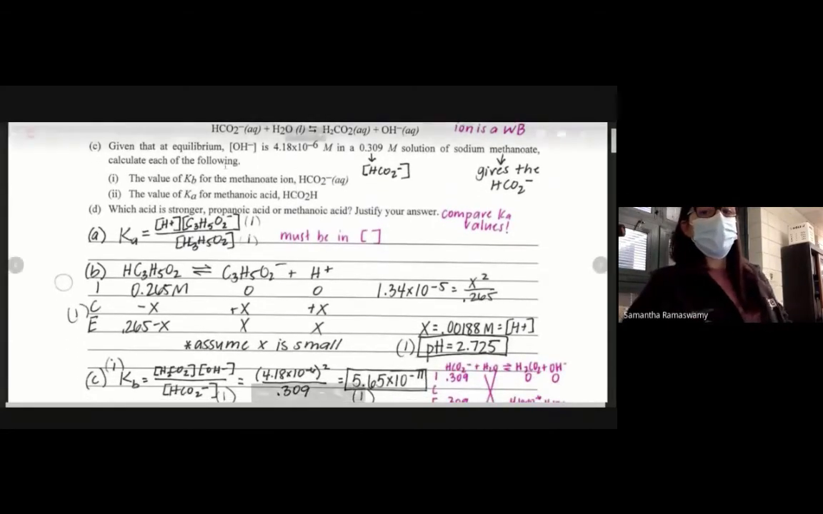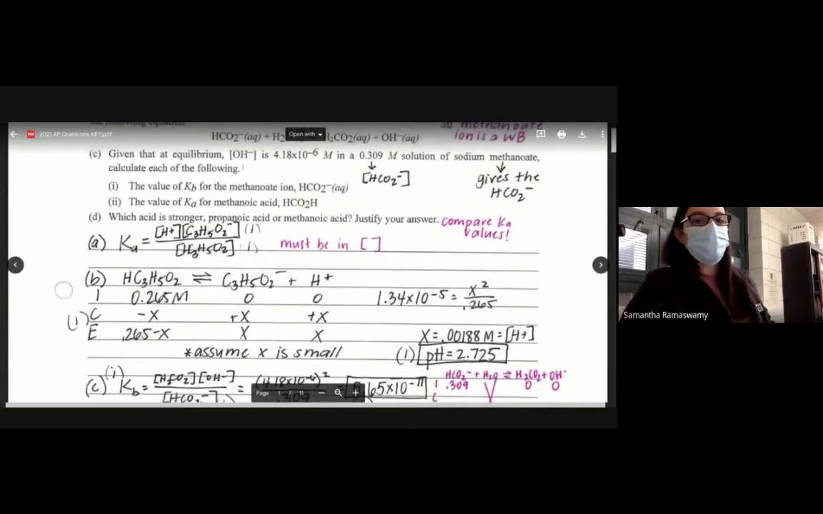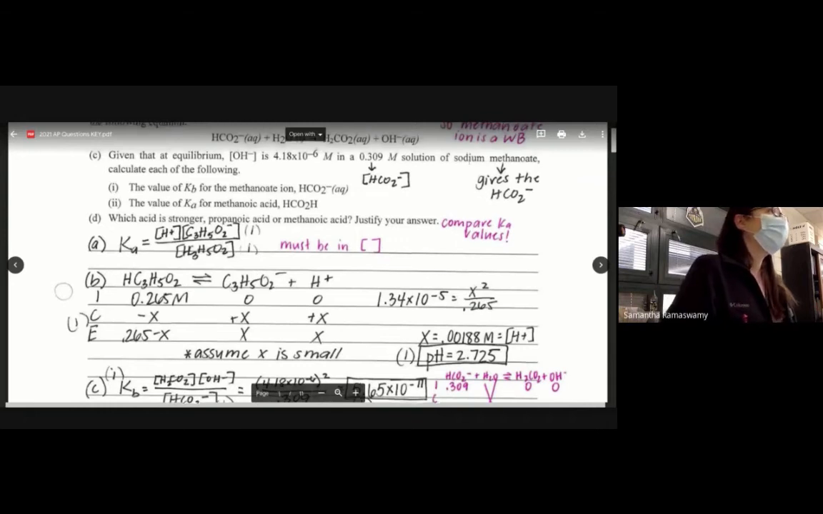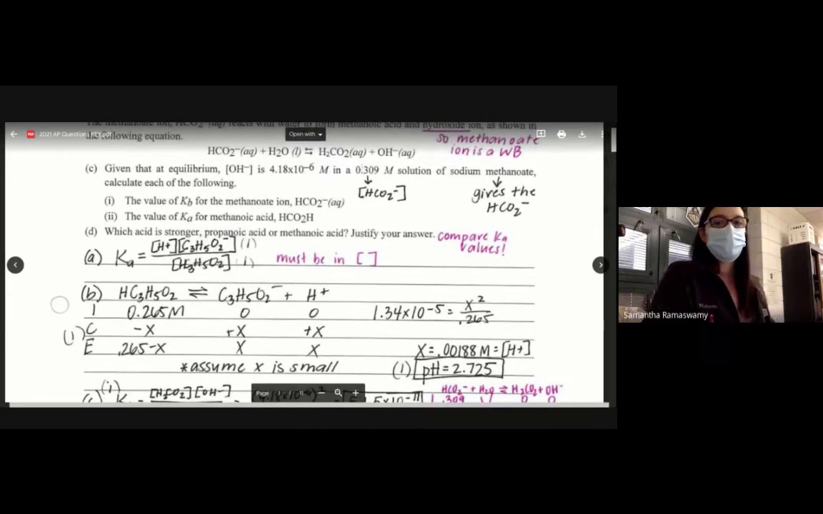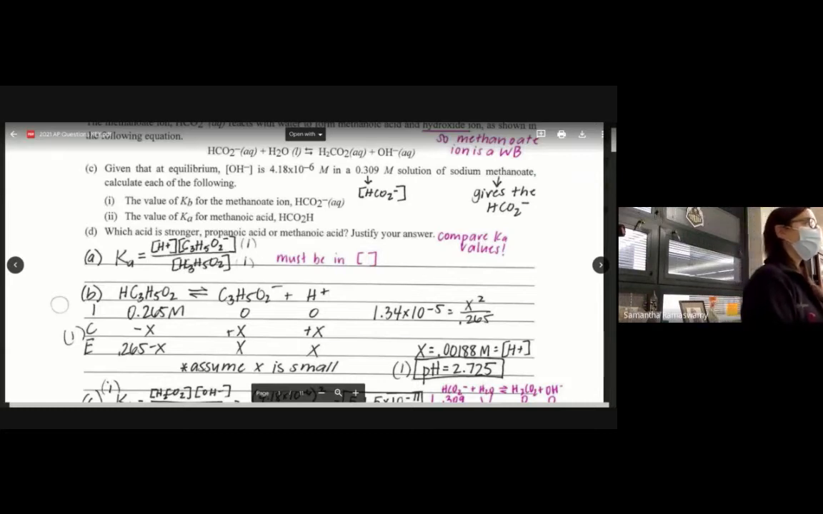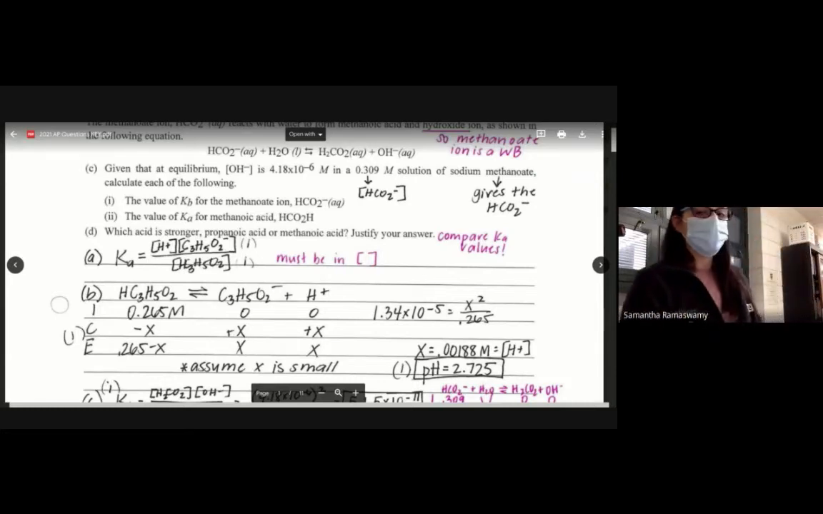So in part C, it says, given that at equilibrium, OH minus is this concentration in a 0.309 molar solution of sodium methanoate. Sodium is a spectator ion. If you notice, all of these equilibrium equations that we always are given are net ionic equations. Sodium is a spectator. It's never included. So that's the original concentration of the base.